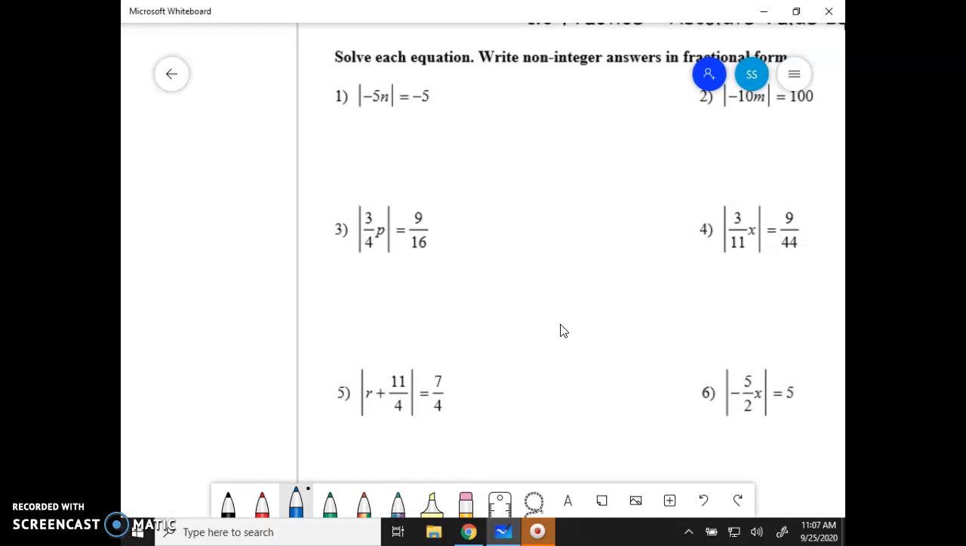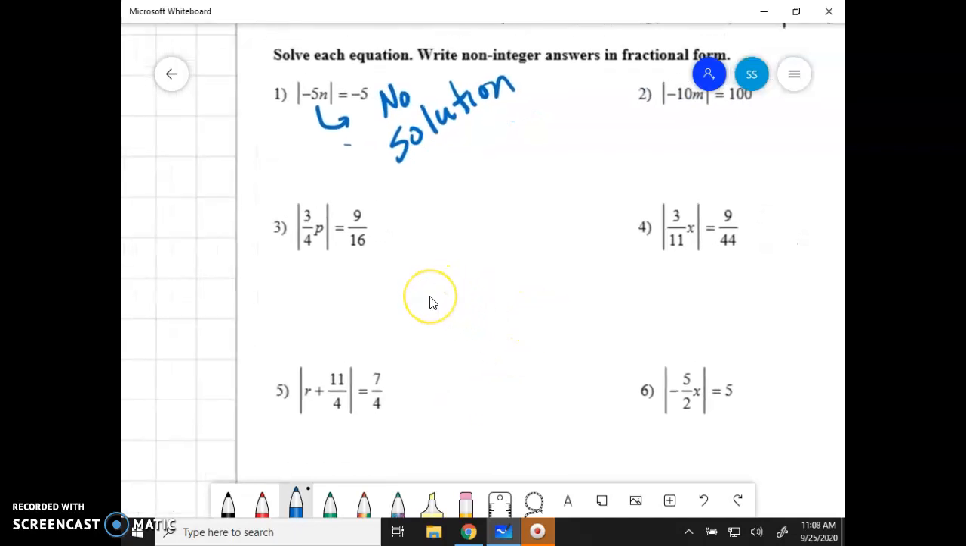First step is remove anything outside the absolute value bars. So for 1, 3, and 5, that first step is already done for you. Step 1.5 I added was determine if there's a solution. So for number 1, we have something coming out of these absolute value bars as negative. That is not possible. This is no solution. Okay? All right, number 3.